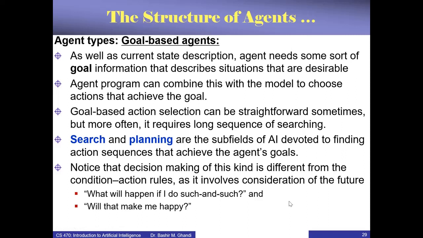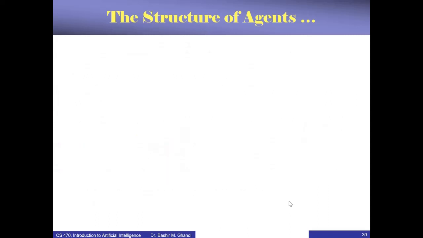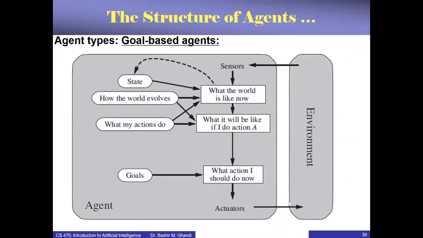So these are the two points that the agent will consider in determining what action to take next. And obviously this cannot be just hard-coded. It depends on the current state and the goal that the agent is trying to achieve. So let us see the structure of the schematic program for goal-based agents.